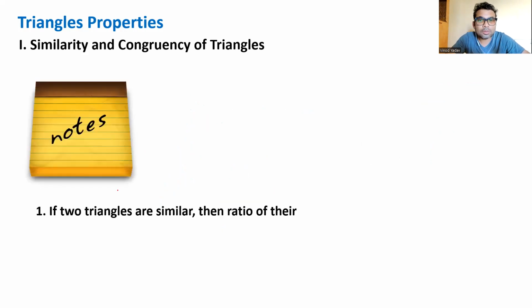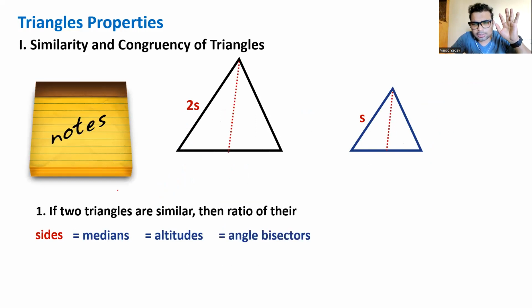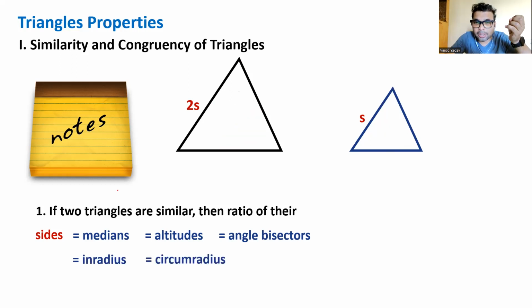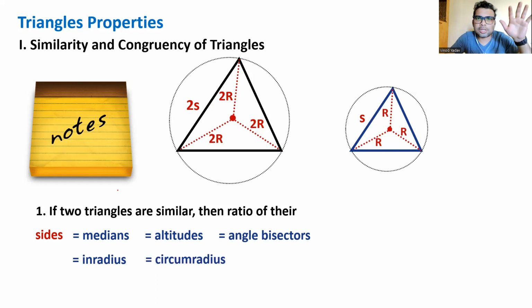If two triangles are similar, friends, then ratio of all the linear dimensions, whatever you can think of, sides, the ratio same होगा, equal to medians. It will be same as the ratio of the altitudes. It will be same as the ratio of angle bisectors. It will be same as the ratio of their inradii. It will be same as the ratio of their circumradii. All the linear things will have same ratio.